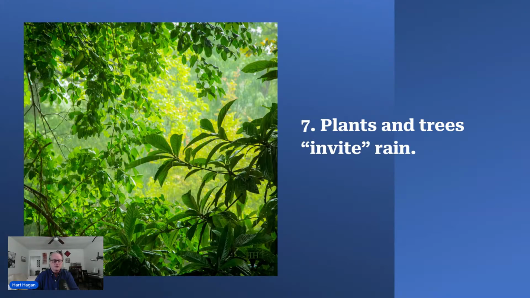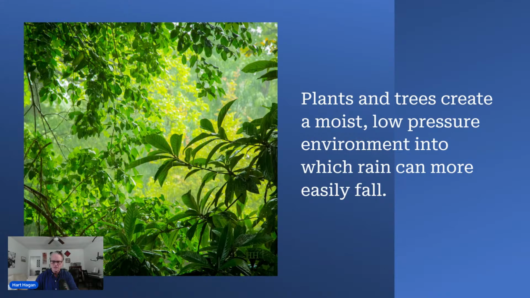This has to do with moisture. It has to do with barometric pressure. Air that is moist tends to have a lower barometric pressure, and if it's cool and moist, so much the better. And that's how the raindrop can fall all the way to the ground. Plants and trees create a moist, low-pressure environment into which rain can more easily fall.